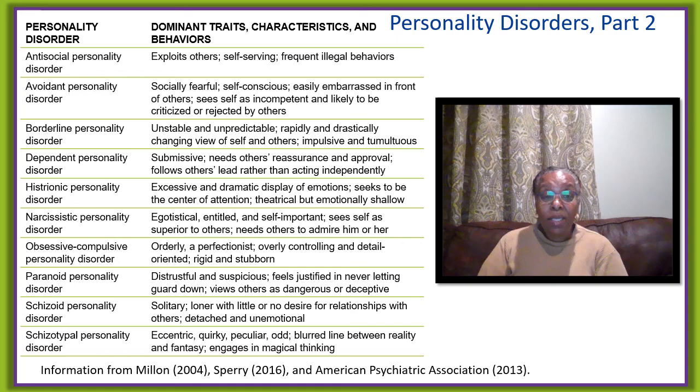Schizoid personality disorder. Now, we talked about avoidant, where people avoid, but they really would like to be around people. With schizoid personality disorder, they don't have a problem being away from people. They don't want to be around people. They like being a loner, and they have no desire to connect with anyone.